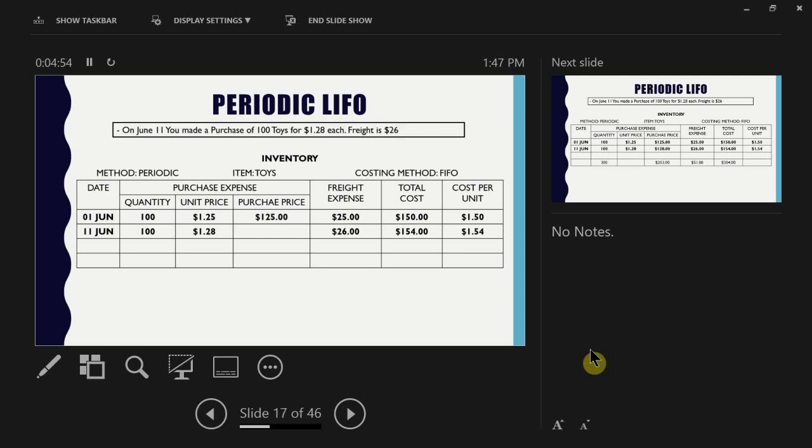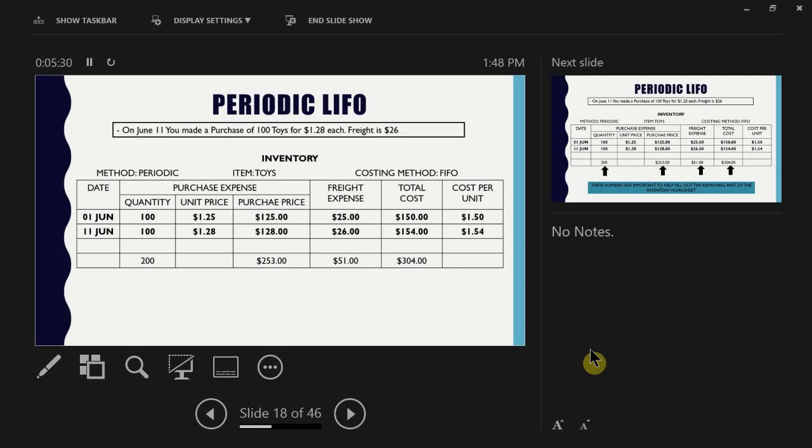$1.54. And once again, once we reach this end point, because the next section is that on June 15, we have a total amount in our inventory. Once we see that, we have to automatically calculate our totals or sum up our columns. So here I have a total of 200 items I purchased, costing me a total of $253 plus $51 of freight, altogether equaling a grand total of $304 total cost.